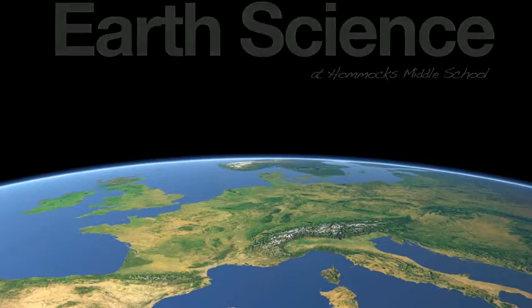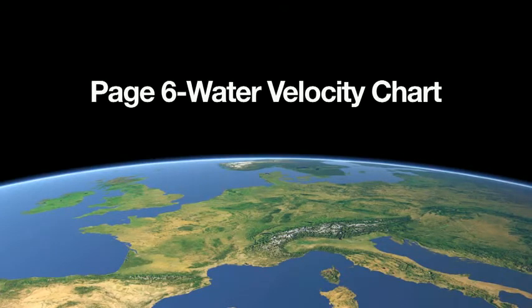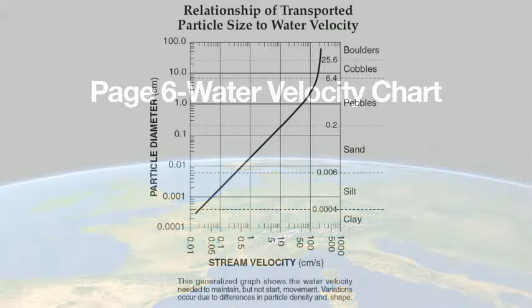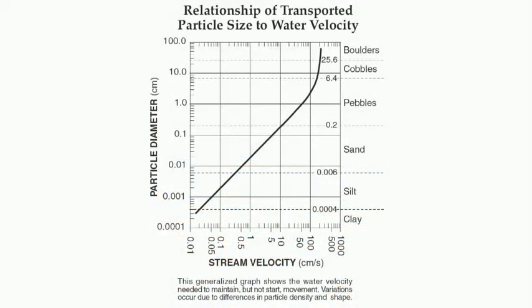Today we're going to be talking about page 6 in the reference table, your water velocity chart. Now this chart gets a little bit trickier to read, very simply because of the scales, whether it's the horizontal or the two vertical scales. Let's take a closer look and try to explain how to read them.